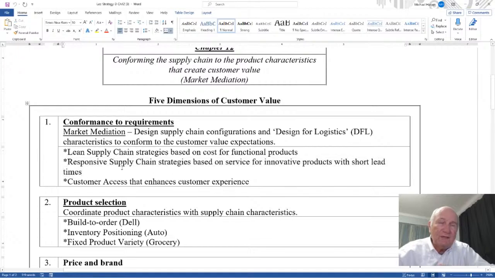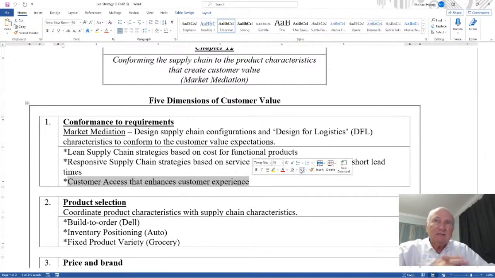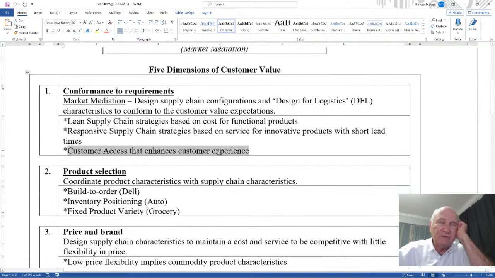And so what type of customer expectations do you have? Are you moving to the low cost? Or are you moving to the agile or responsive supply chain? And we'll get into the different supply chains last half of the course. And then customer access will enhance customer experience on both of these. In other words, we're focusing on customer value. Well, the customer experience is the foundation of the value the customer perceives. And so we're looking at the perception and the expectations of the value to the customer within the supply chain.